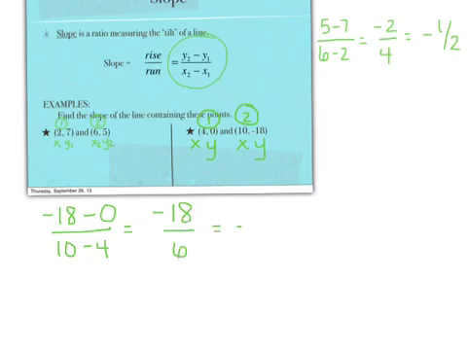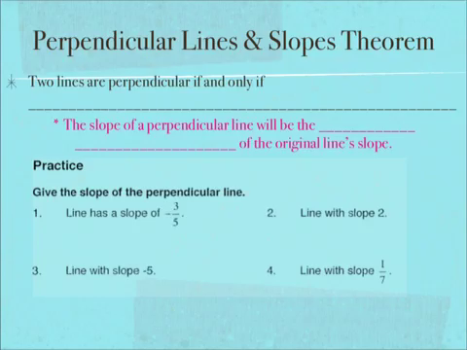Well, negative 18 minus 0 is just negative 18. 10 minus 4 is 6. This divides out to a whole number, so it comes out to negative 3. Whole numbers are okay, you just don't want decimals. You could write that as negative 3 over 1 if you wanted to, but really negative 3 is what I'd be looking for.